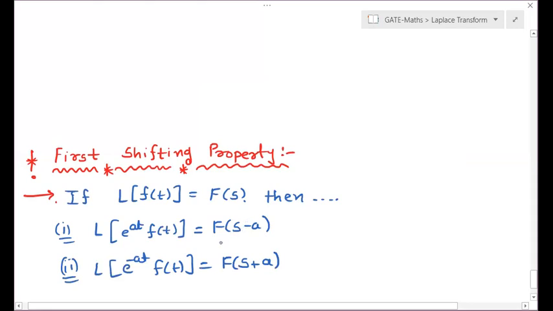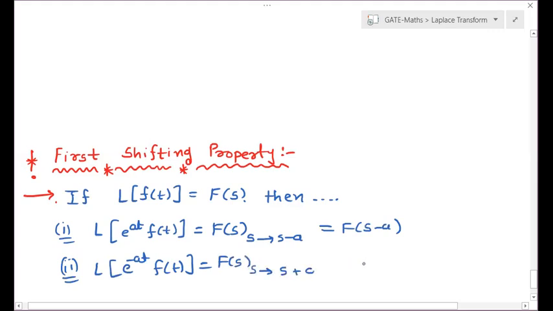And if you are confused remembering this, you can remember like this. First write F of s, then change s to s minus a. So it will be your F of s minus a. First write F of s, then change s to s plus a. So it will be your F of s plus a.